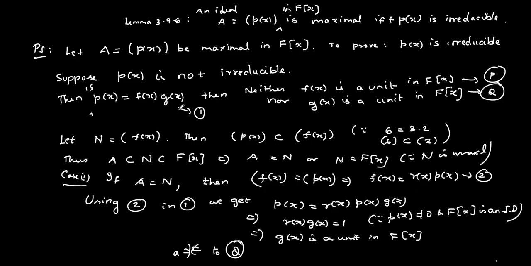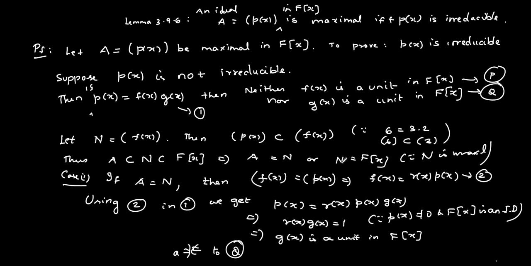Now using 2 in 1, what is 1? p of x is equal to f of x into g of x. So this f of x is replaced over there. So that means we get p of x equal to r of x into p of x into g of x. But taking the whole lot to the other side and writing it as p of x into (1 minus r of x into g of x) equal to 0. Because p of x is non-zero and F[x] is an integral domain, only this must be equal to 1. So this says that g of x is a unit in F[x]. But statement q says that it is not so. So this is a contradiction to statement q.